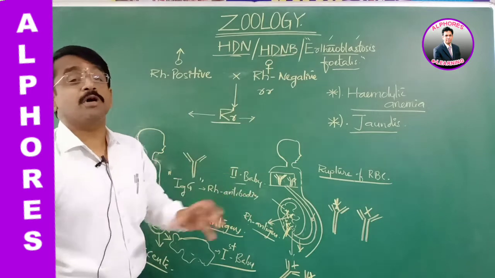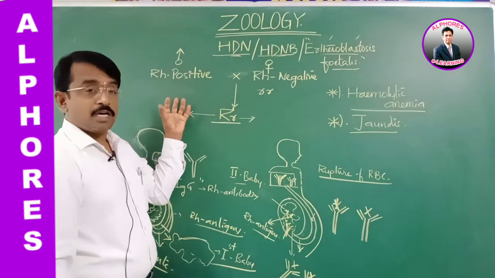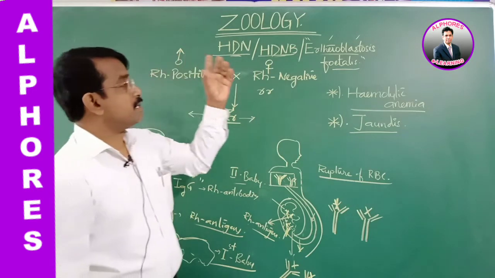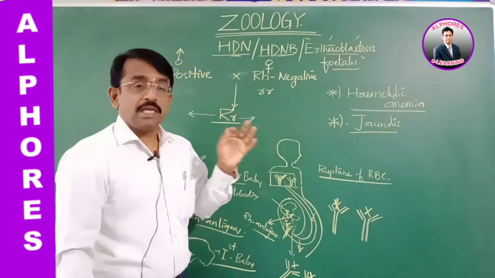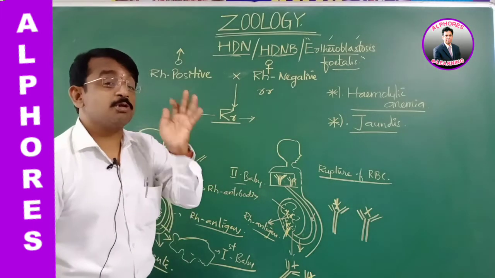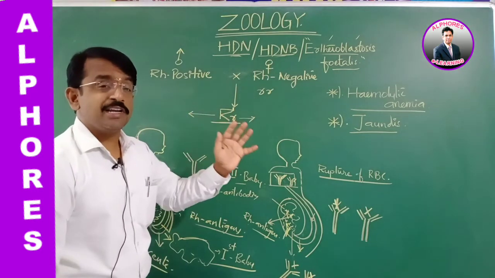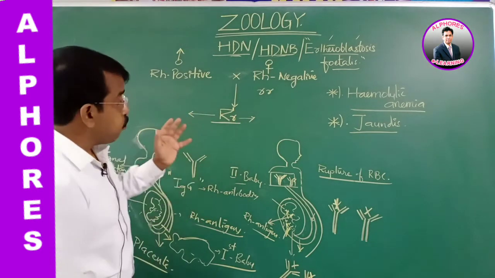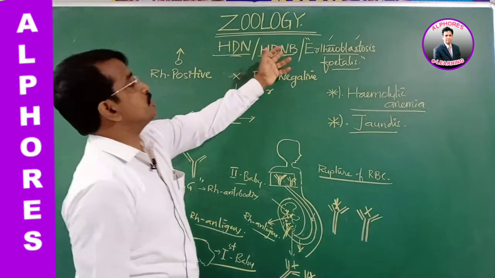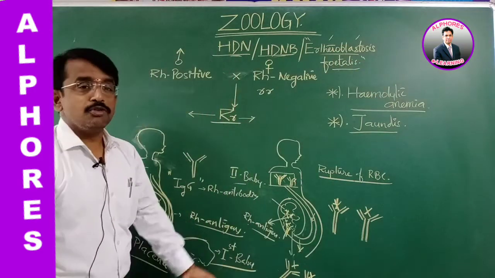By this you come to know that the marriage of an Rh positive man and an Rh negative woman is not advisable. The reason is that it results in genetic incompatibility and is prone to consequences resulting in HDN, HDNB, erythroblastosis fetalis in the fetus or the newborn.